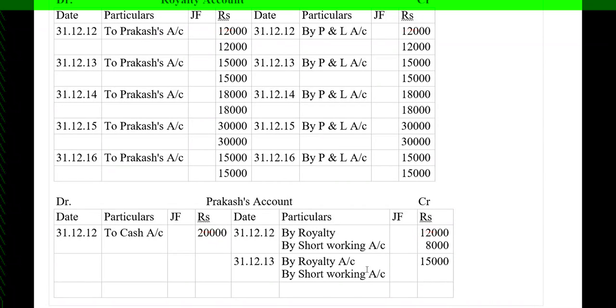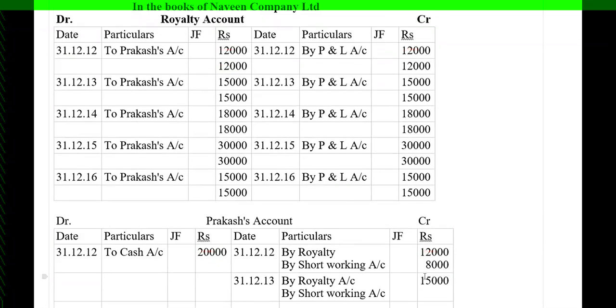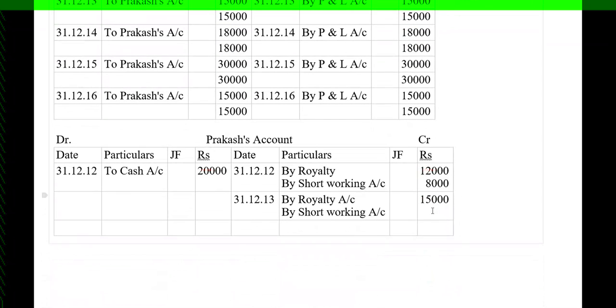So 15,000. Then the short working here it is rupees 5,000. So let me write down here 5,000. So the total here it will be 20,000. So 20,000 here. Here it is paid on 31st 12/2013. Then the entry will be Prakash account debit to cash account. So 20,000 here.